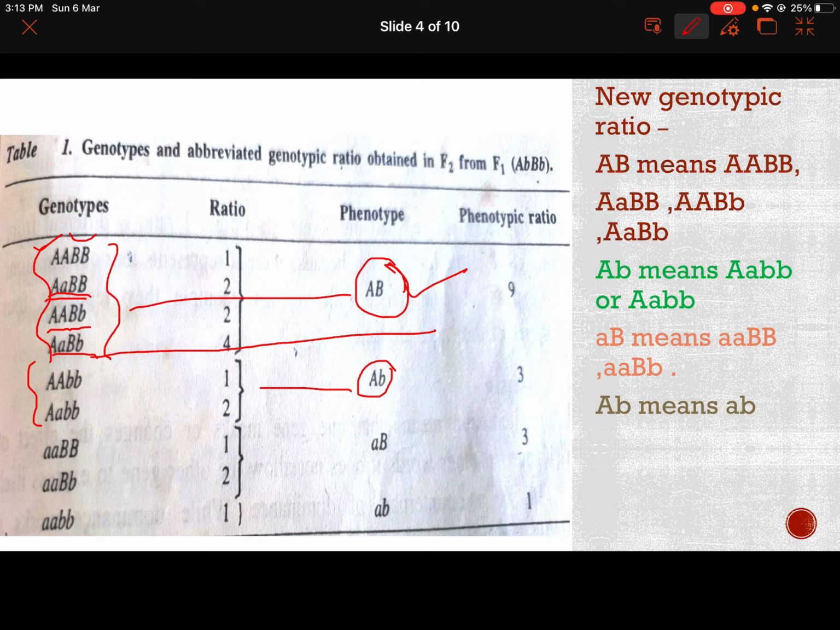There were 4 conditions. When both dominant are present, the phenotype will be this type. When one dominant and one recessive are present, the phenotype will be this type. In the next category, the first dominant is absent but the second dominant gene is present, then the phenotype will be this category. And in the fourth condition, both recessive are present, not any dominant, then the phenotype will be this category. And the ratio is the same as the dihybrid ratio of Mendel's cross, 9:3:3:1.